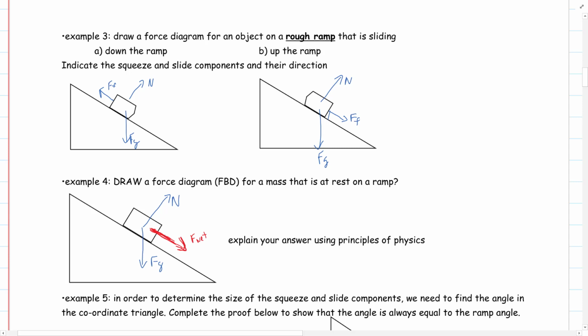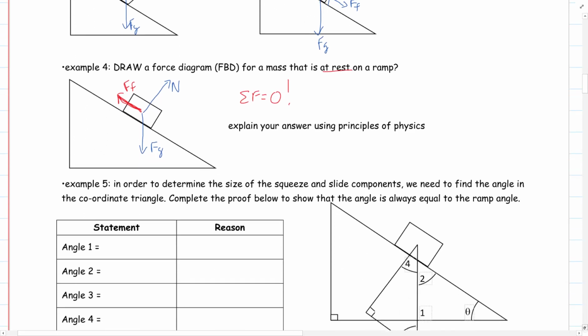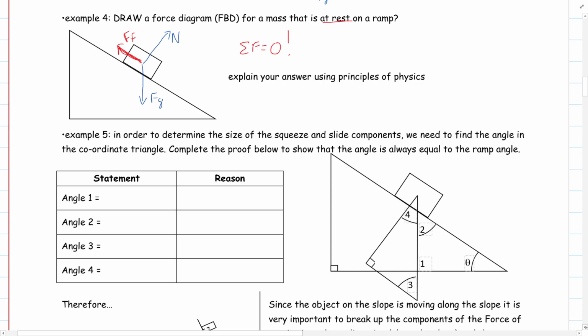But we don't want an F net. We want it to be at rest. So there has to be a force in the opposite direction that equals the sum of those two. And that'll be the force of friction. Just so that we add them all up and it's gone, because the sum of the forces has to equal 0. Okay. Now we're going to have to determine the size.